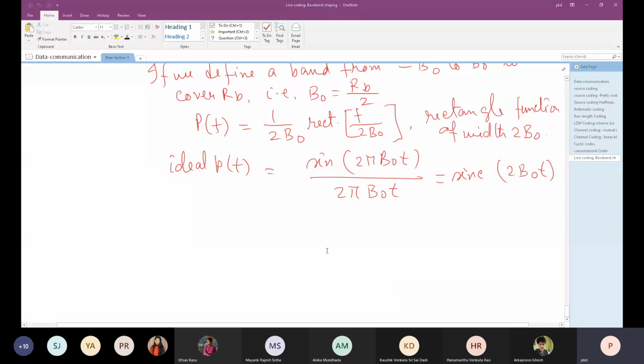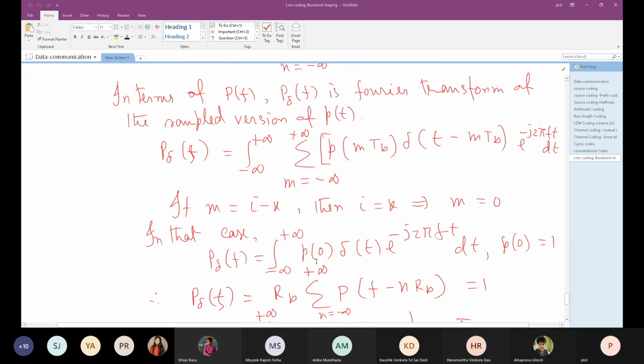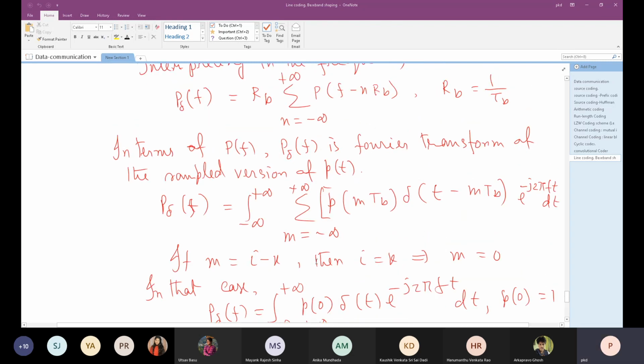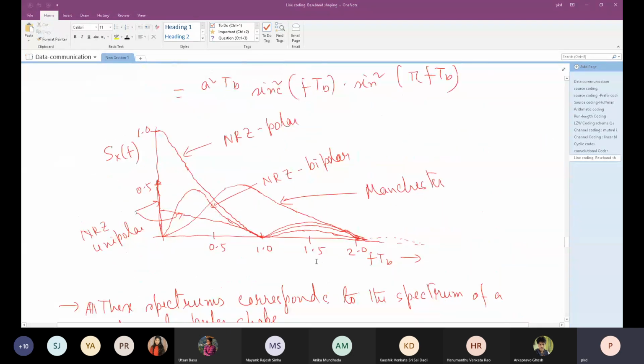Good afternoon, everybody. So we shall continue a little bit further on this discussion on line coding or baseband shape manipulation. Here, initially, we have discussed some of the codes defining various types of 1-0 states that can manipulate the bandwidth requirement pattern, just like non-return zero polar is this one, unipolar is this, and bipolar is this, Manchester coding.